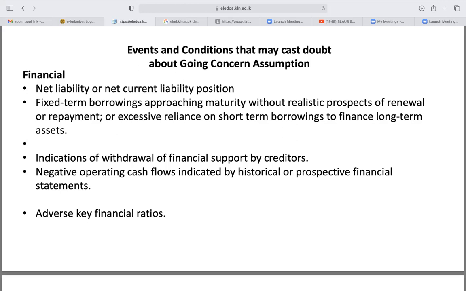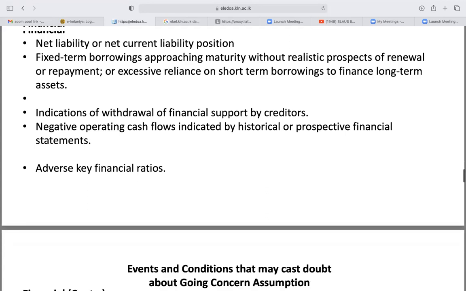Adverse key financial ratios. So when we are looking at financial ratios like profitability ratios and liquidity ratios, if they are in a very bad situation, that may indicate that we do have a going concern issue, right?